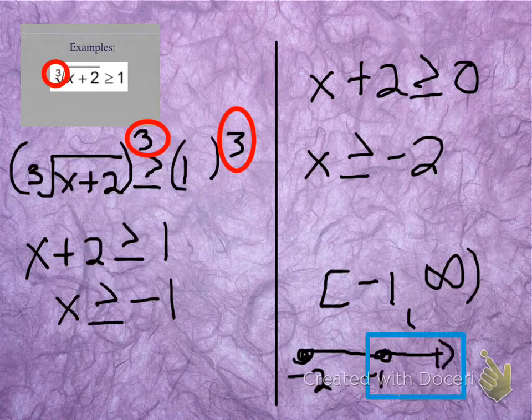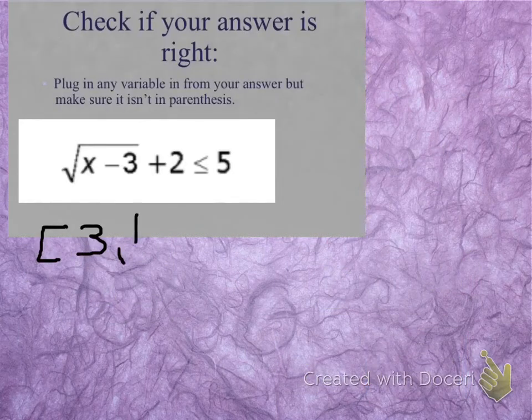And you can see it in the line. All the answers will be in the part that is boxed. Now, to check if your answer is right, all you have to do is plug in any value from your answers to make sure, but make sure that it isn't in parentheses, because if it's in parentheses, then it shouldn't be able to work.